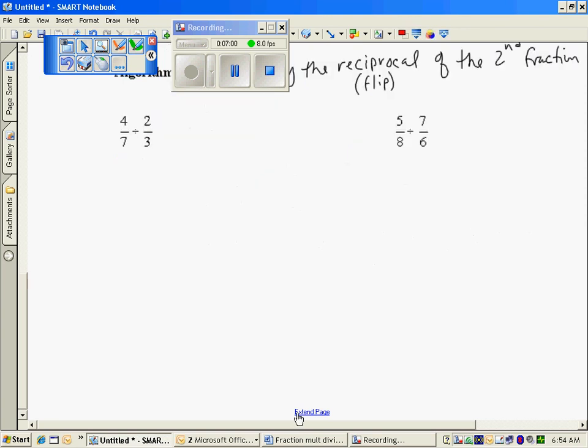Trying a few additional examples. Here's my second fraction. 4/7. Division turns into multiplication, multiplying by 3 over 2, or 3/2. Multiplying straight across, 12. Multiplying straight across, 14. Reducing by dividing numerator and denominator by 2 is 6/7.